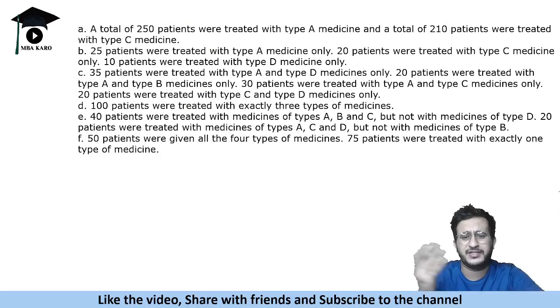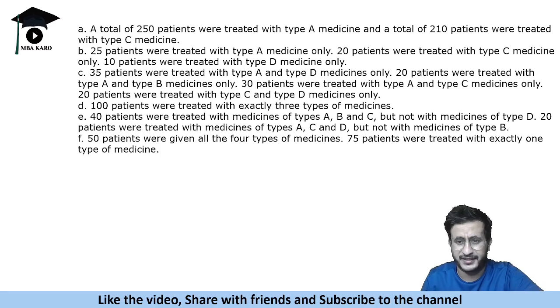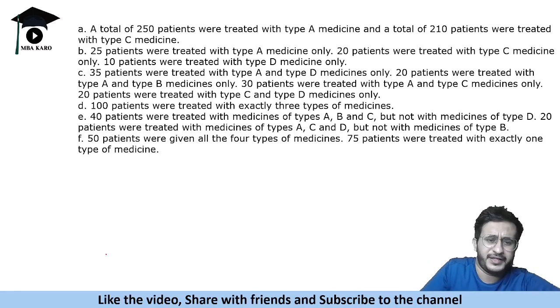So let me first tell you how to draw a four-set Venn diagram. Three, you already know, you draw three circles with overlapping regions. You can do the same for a four-set Venn diagram as well, but it becomes quite cluttered and it is difficult to draw the overlap regions. So the best way to draw a four-set Venn diagram is like this.